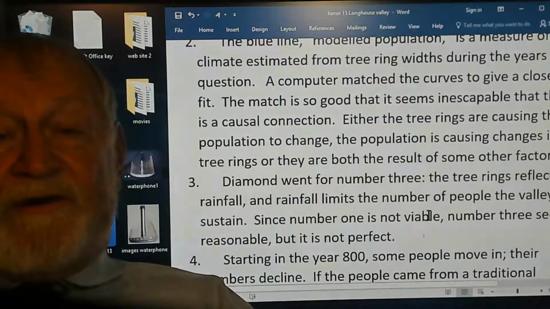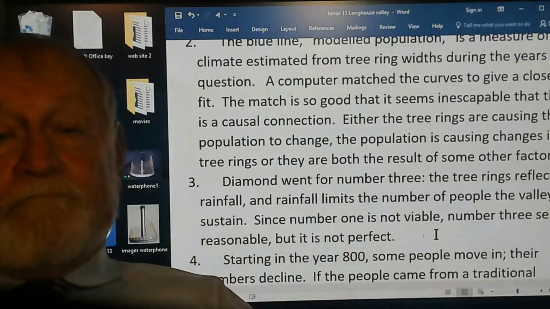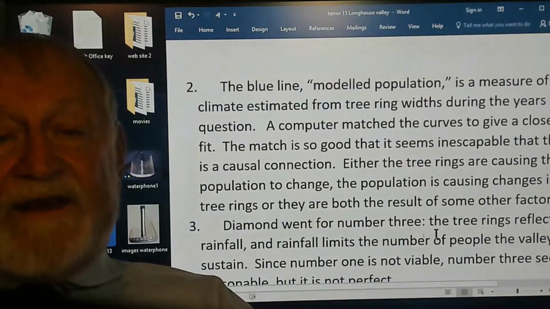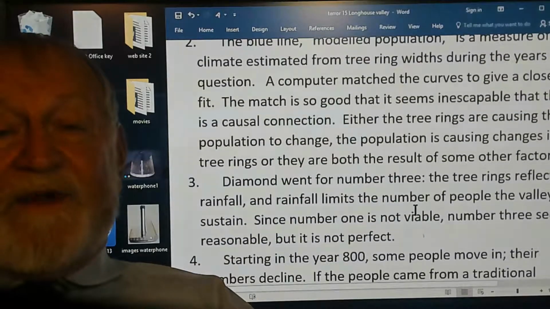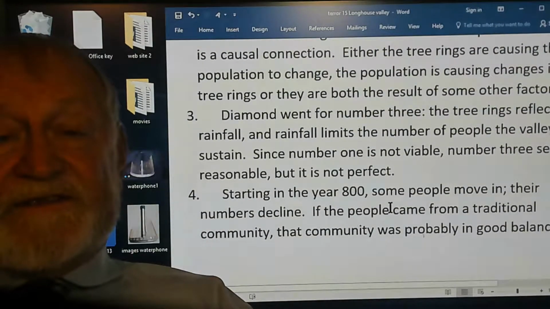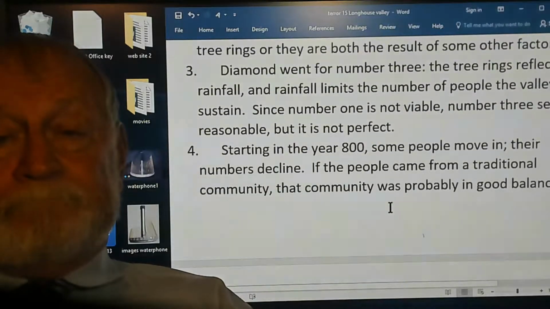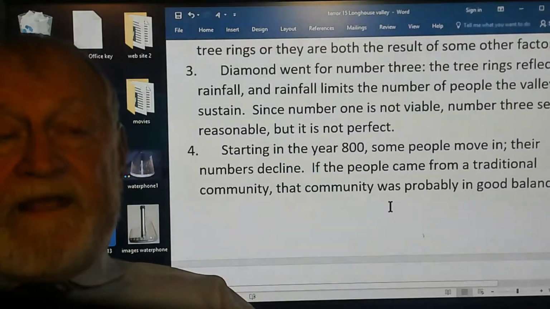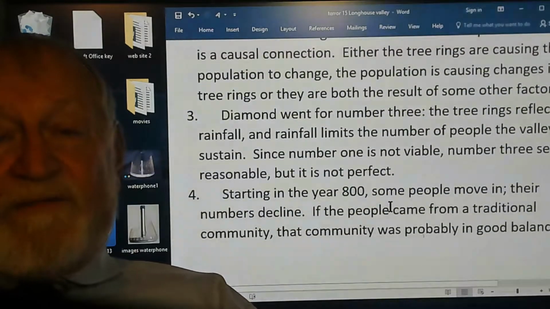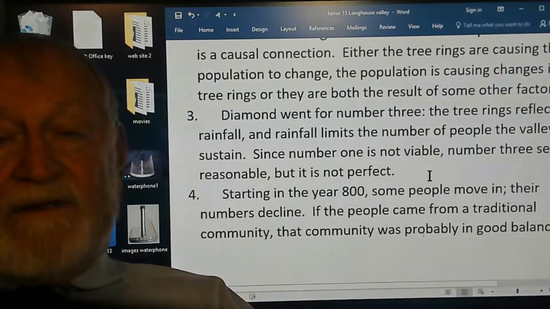Diamond went for number 3. The tree rings affect rainfall. Rainfall limits the number of people the valley can sustain. Since number 1's not viable, that is to say, the tree ring width can't be calling people into existence, there's 2 possibilities. All right, either the people are changing the tree rings, or they both were responding to climate or weather.